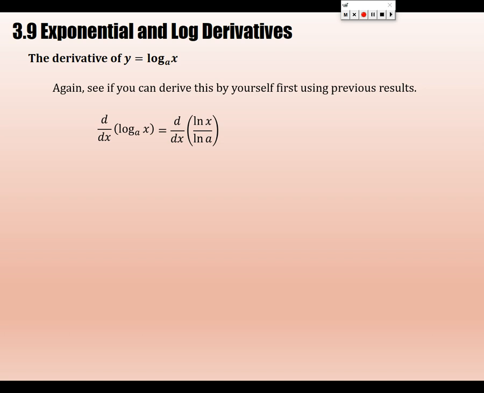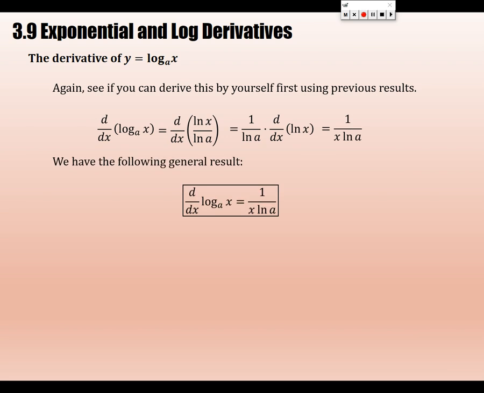Now let's just keep in mind, what is this that we're looking at? This is just the derivative of ln x times a constant, right? Isn't 1 over ln a just a constant? So this is us just having to think about what the derivative of ln x is. And then 1 over ln a comes along for the ride. That can be factored out. Then we already have this from the previous page. That's 1 over x, so 1 over x ln a. So let's put it in a box.